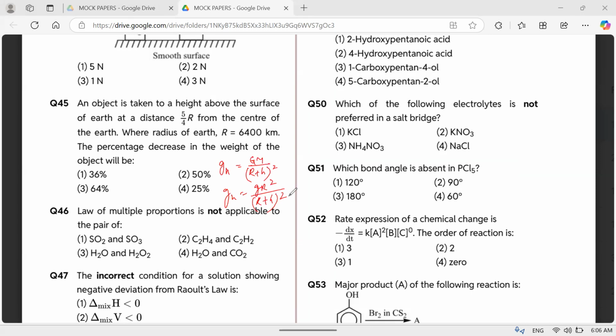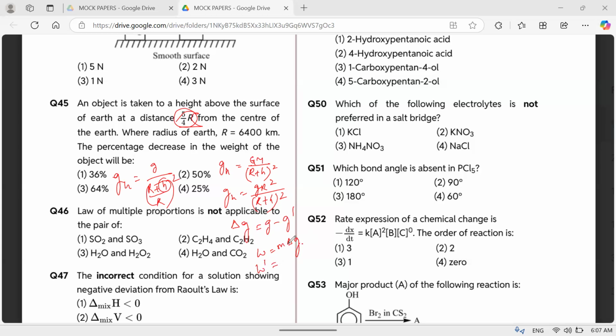Then we simplify. G at a certain height is G divided by R plus H divided by R, whole square. The height is given, you substitute here and get the value for that given condition. Clear? So percentage decrease in the weight of the object will be how much? Once you get the height, calculate the change in the gravity. So delta G will be equal to G minus G dash, isn't it? Weight is nothing but M into G.